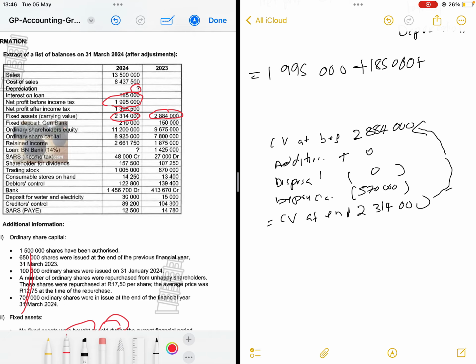So the depreciation will be 570,000. And therefore you add, according to the formula that I've given to you, 1995 plus 185 plus 570. I get 2,750,000. So that's the answer, 4 marks.